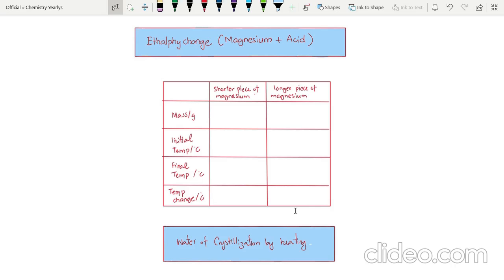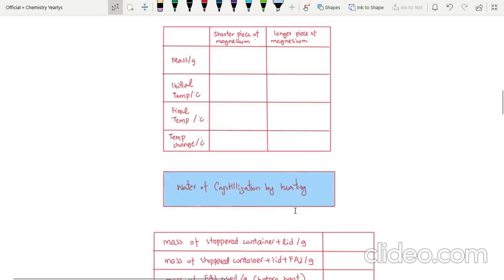So you also have to include the FA2 and FA3 and the total volume in case that type of question comes in. This is particularly related to the magnesium plus acid reaction. For the shorter piece of magnesium and the longer piece of magnesium, we will include its mass, and for the reaction with the shorter piece of magnesium, its initial temperature, its final temperature, and its temperature change. So this is a simple one.